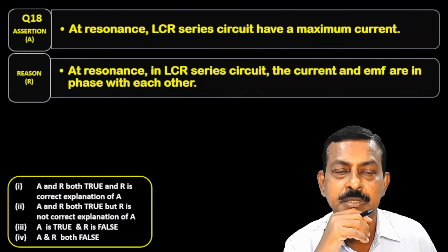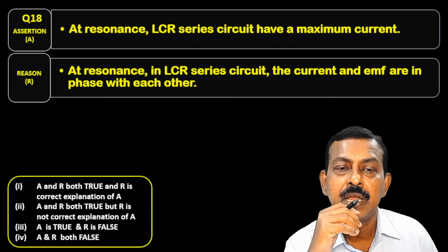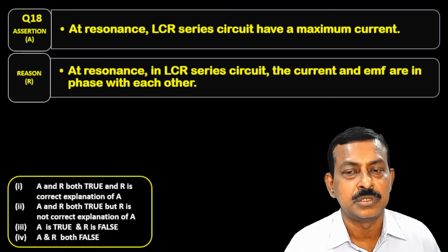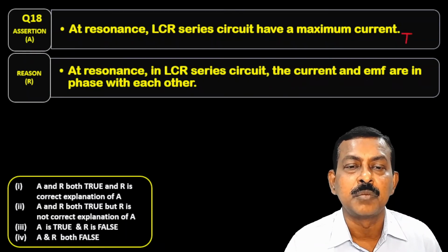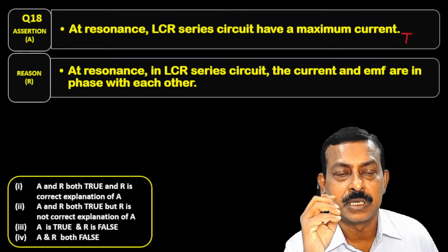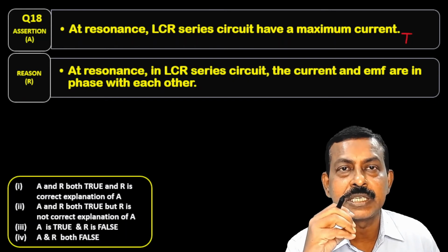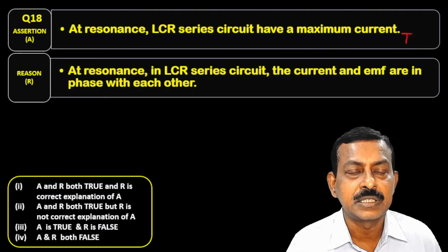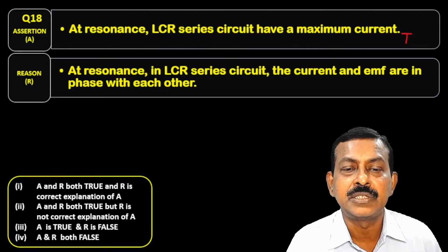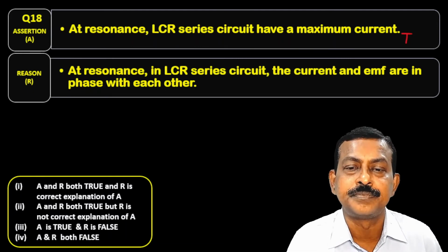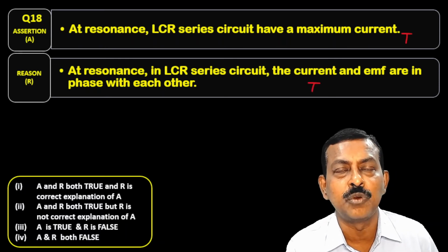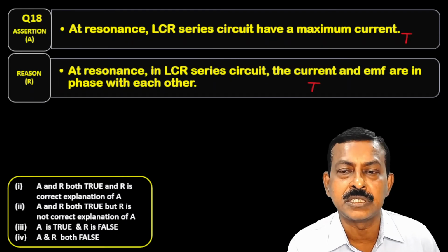Let's take next question. At resonance, LCR series circuit has maximum current. So this is true because at resonance, the impedance is minimum in series LCR circuit. So obviously the current will have the maximum value there. And the reason is given: at resonance in LCR series circuit, the current and EMF are in phase with each other. So here, this is also true. At resonance, current and voltage are in the same phase in series LCR circuit.